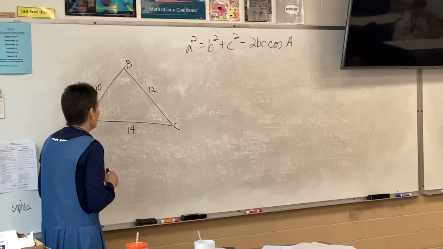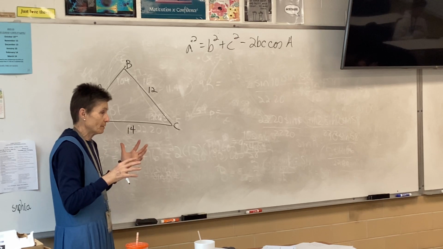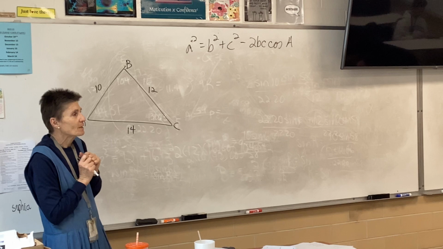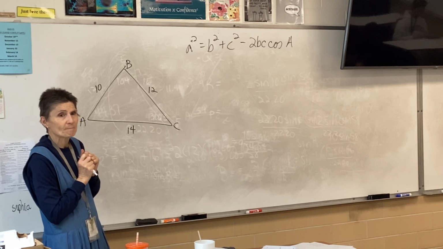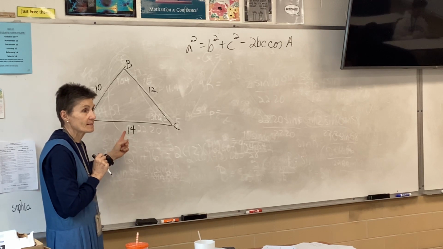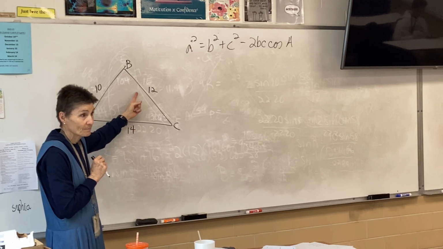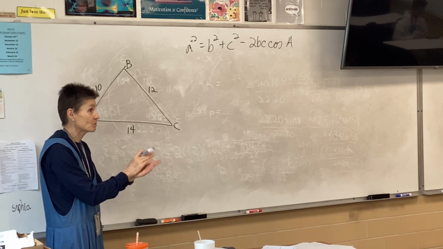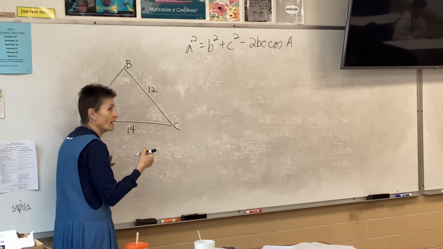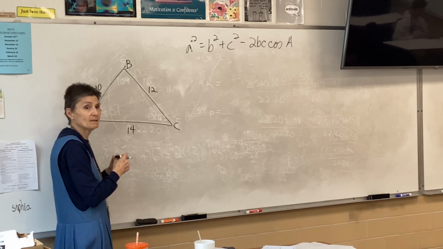Now, which angle on here, I could find any of them, but I'm just going to test you a little bit. Which angle is the biggest in this triangle? B. Why is B the biggest angle? Because it's across from the biggest side. It's called the hinge theorem in geometry. The bigger the angle, the bigger the side. So for fun, we could find any of them, but let's find B.